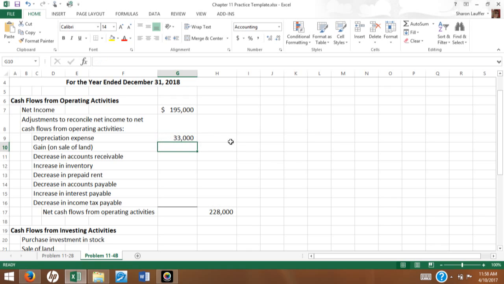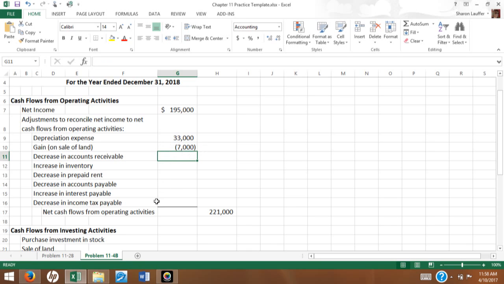If you're keeping a note or list of items that change the net income, depreciation expense is one of those, and it's always added back. A gain on the sale of land, we've got to find that as well. It's also on the income statement, and it says it's $7,000. That was a gain, so we added that gain to our net sales to arrive at our total revenues. So we're going to subtract that amount out on the statement of cash flows.